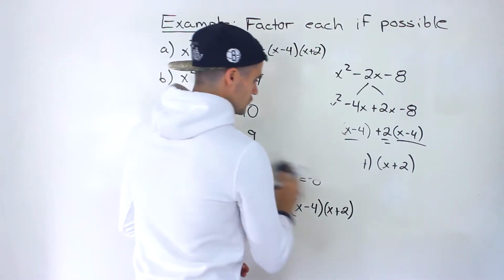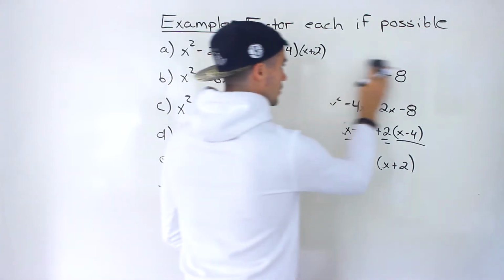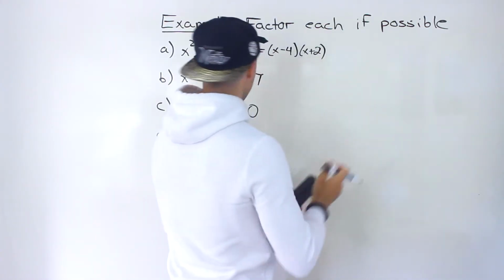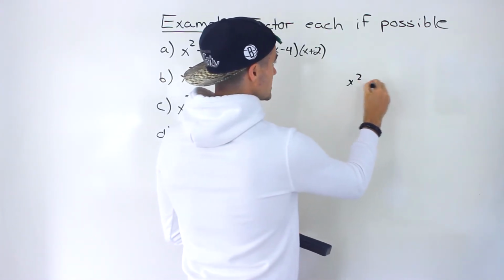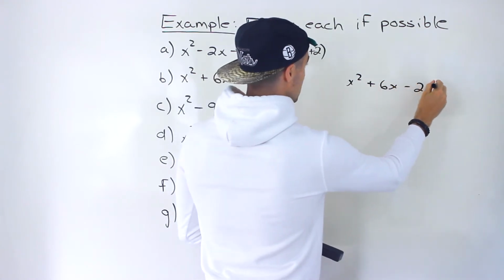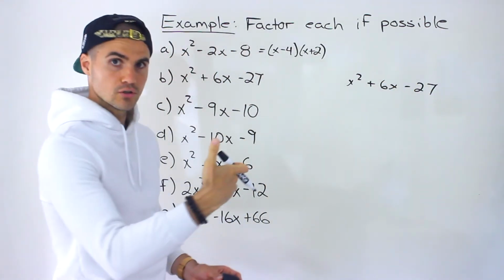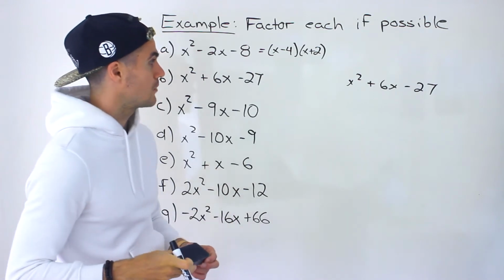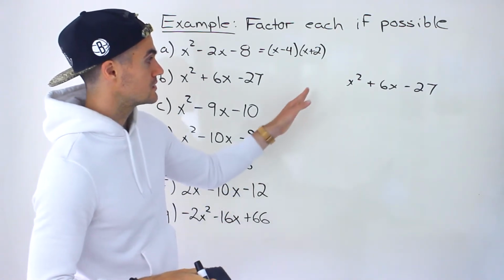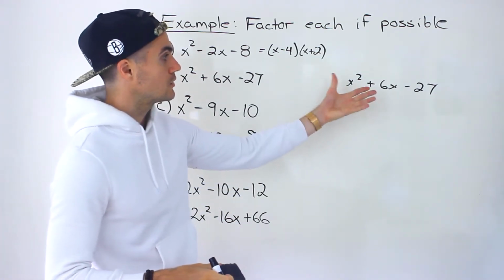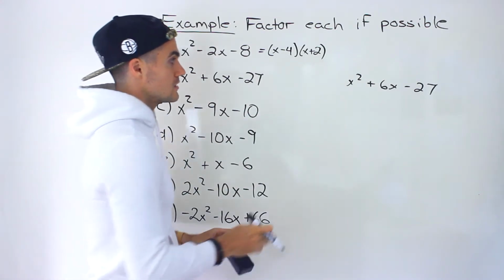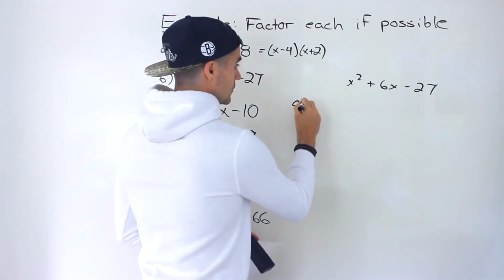Okay, moving on to the next one, part B. So we got x squared plus 6x minus 27. As usual, first thing you look for, can you take out a greatest common factor? And you can't in terms of the numbers, and in terms of the variables, you can't take anything out. So let's go into decomposition.